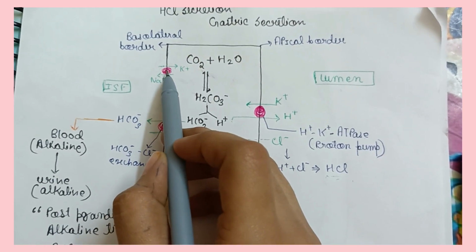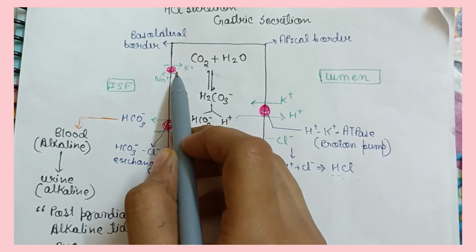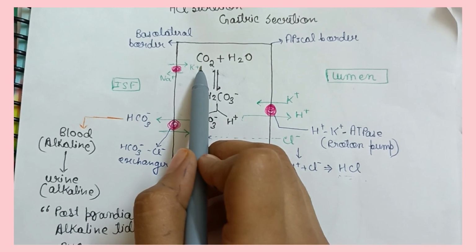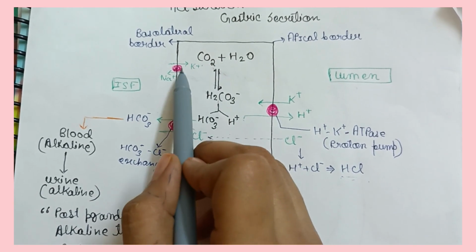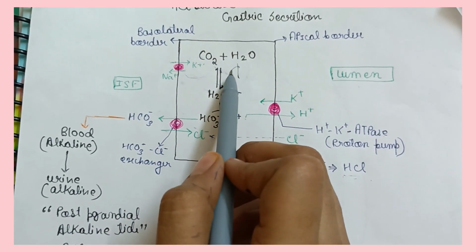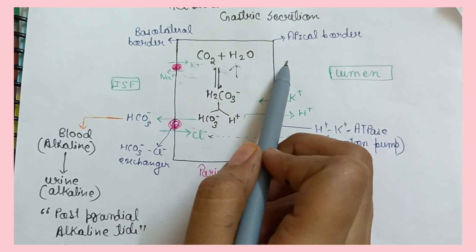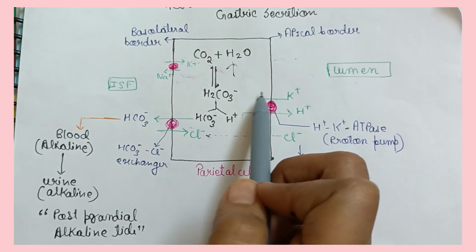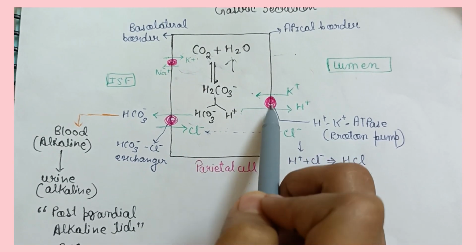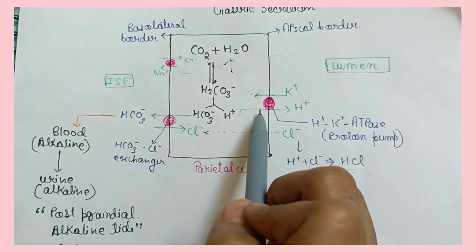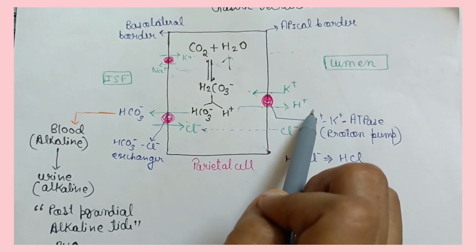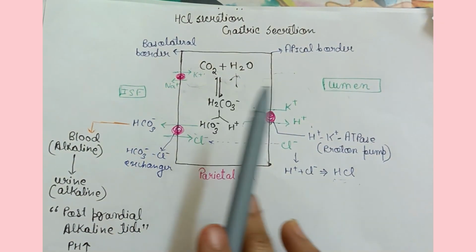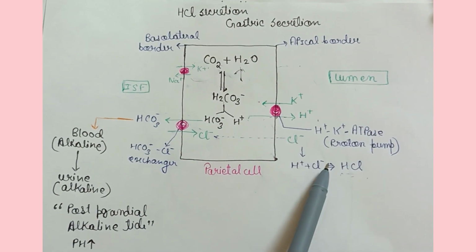Here another pump is also present, known as the sodium-potassium pump. With the help of this pump, the potassium ions move into the parietal cells. As soon as the concentration of the potassium ion increases within the parietal cells, this potassium ion moves out of the parietal cells into the lumen, and from here it again moves inside the cell. This is to maintain the concentration gradient, so as to allow the hydrogen ion to move out of the parietal cell with the help of this pump. So basically, this is the whole process by which HCl is formed inside the stomach.